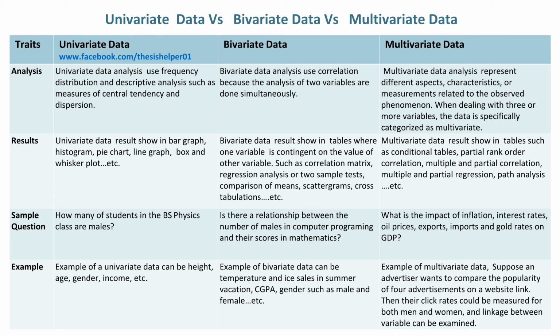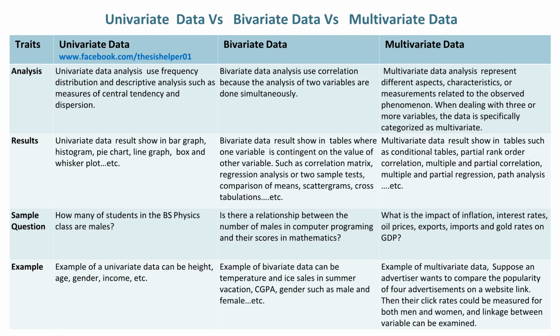Sample question of univariate data is, how many of the students in the BS physics class are males? Whereas sample question of bivariate data is, is there a relationship between the number of males in computer programming and their scores in mathematics? Whereas sample question of multivariate data is, what is the impact of inflation, interest rates, oil prices, exports, imports and gold rates on GDP?